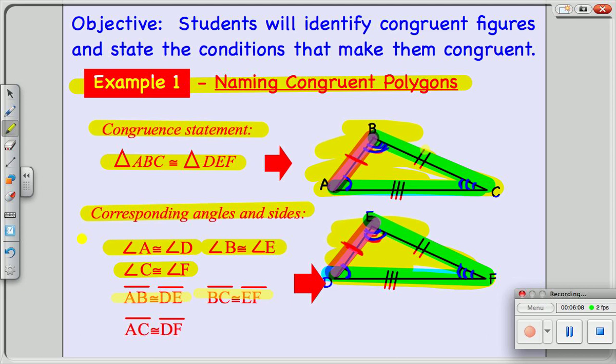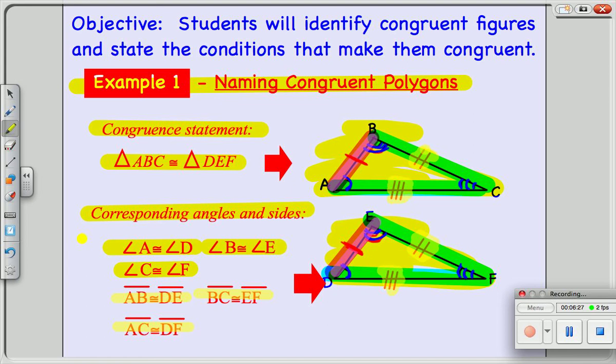So BC has 2 marks, as you can see right here. Line EF has 2 marks. That means they're the same size. They're congruent. Line AC is congruent to DF. Line AC has 3 marks. Line DF also has 3 marks.